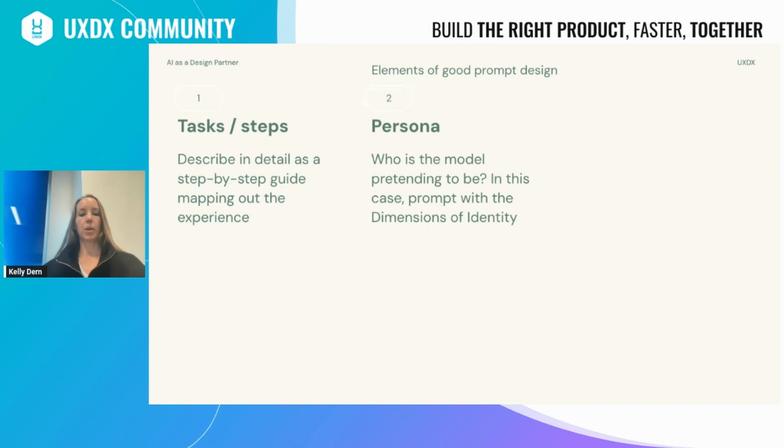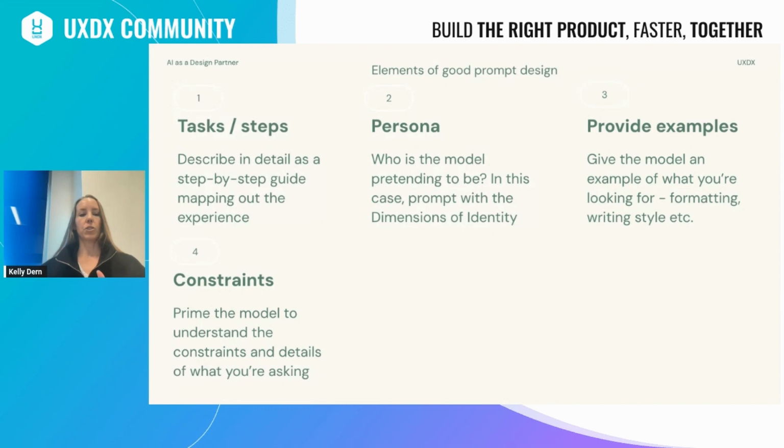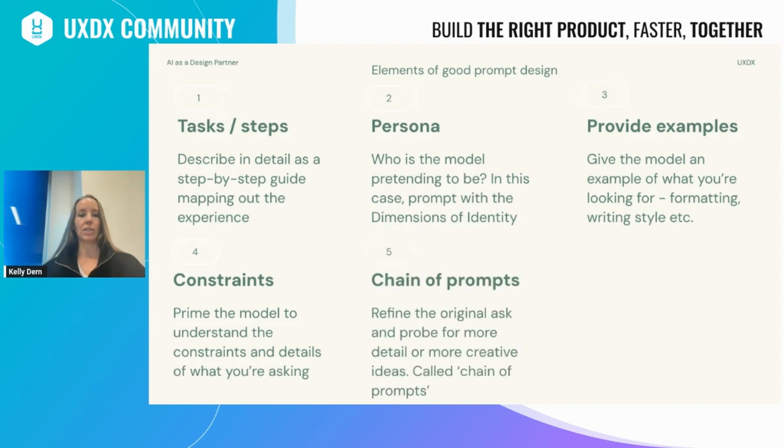In this case, we're prompting with the dimensions of identity. Next, provide good examples. What kind of formatting or writing style are you looking for? Are you expecting them to return an answer in a very specific format? You need to prompt the model with that. And also the constraints. This is very important because if you don't provide enough defined constraints, the model can maybe hallucinate or not provide helpful information.